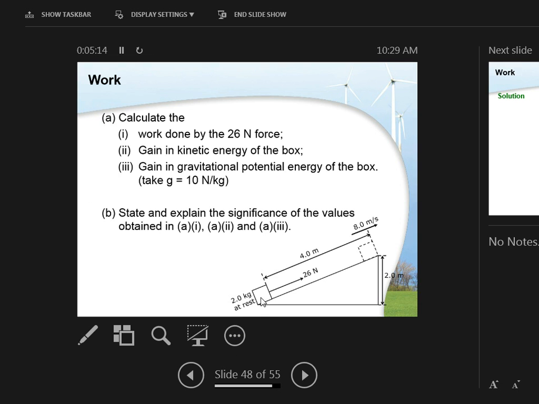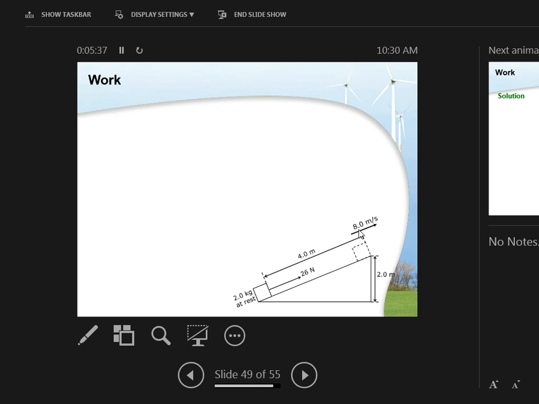Initially, it was at rest, so kinetic energy was 0. Finally, when it reached the top, it had a speed of 8 meters per second, meaning we can calculate the kinetic energy. The formula is given by half mv squared. So just using that, half times mass, which is 2, times 8 squared, we get the gain in kinetic energy.